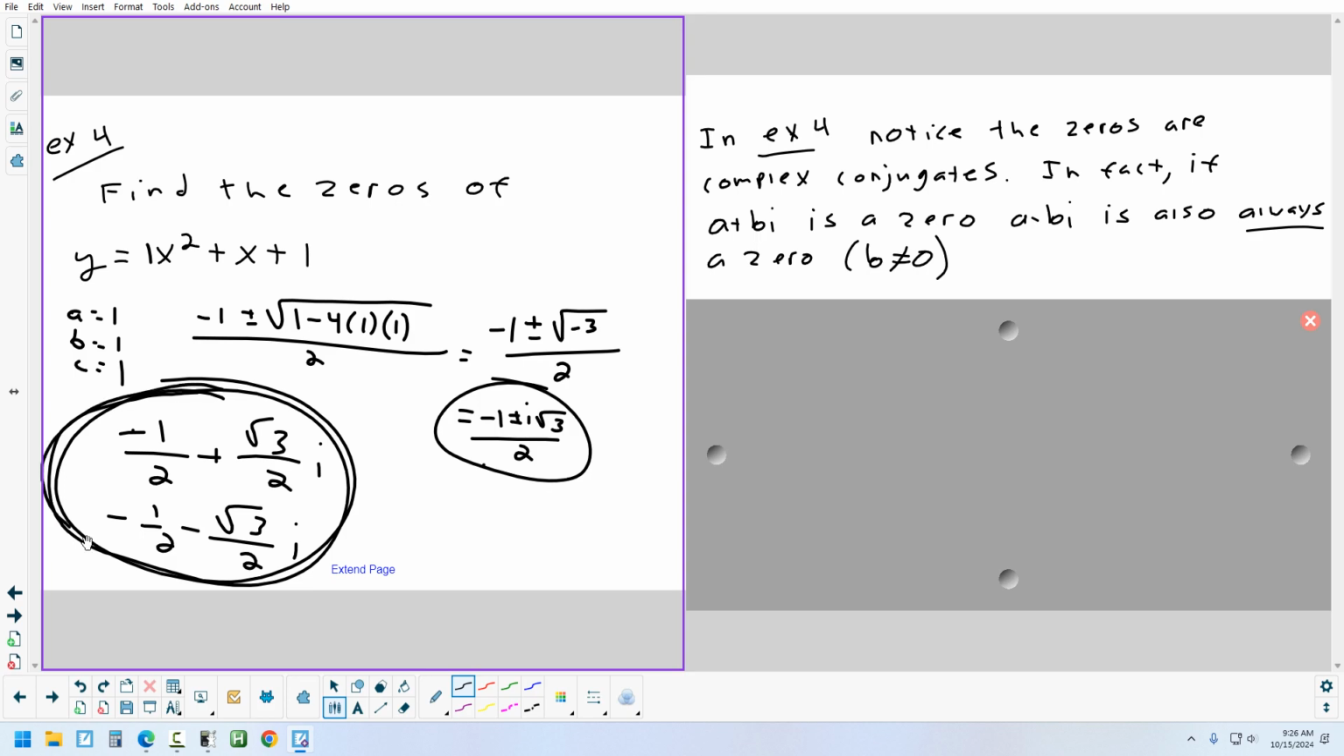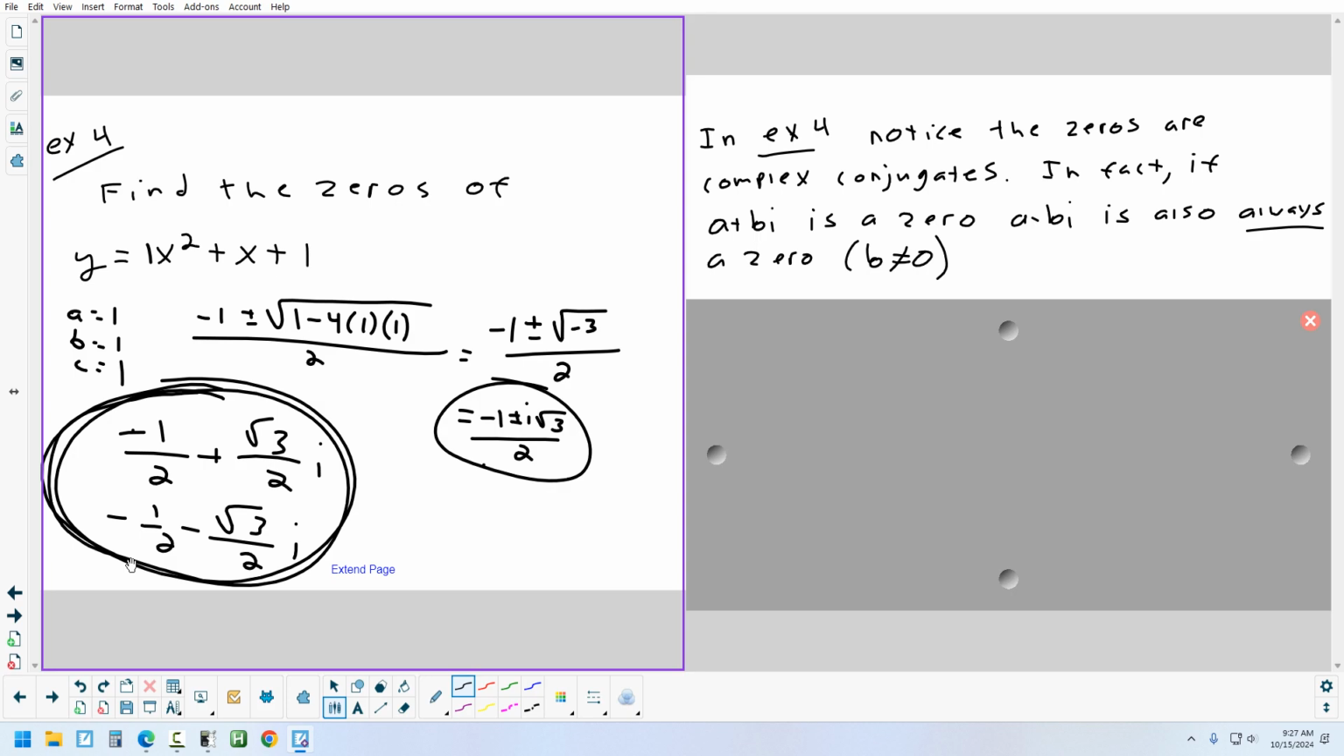What do you call those two things? They're similar except for the sign in the middle. Improper fractions? No, not improper fractions. Conjugates. These are conjugates. Okay, the quadratic formula gives you two answers that are conjugates.